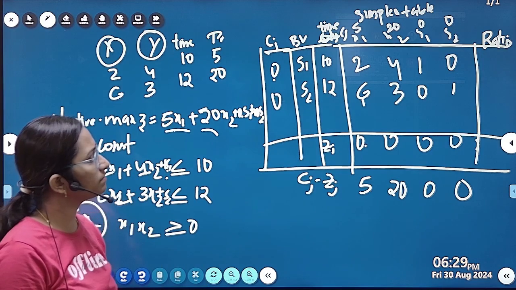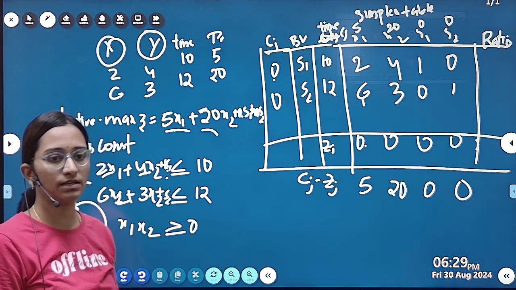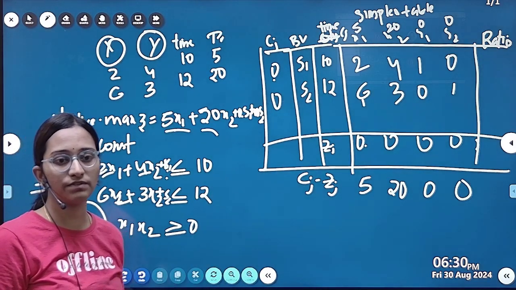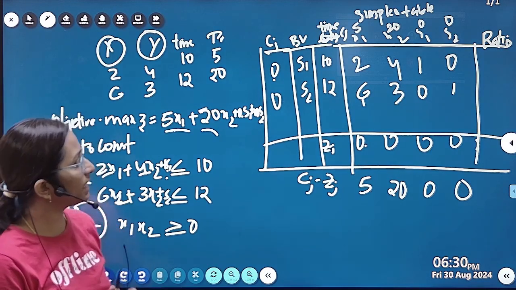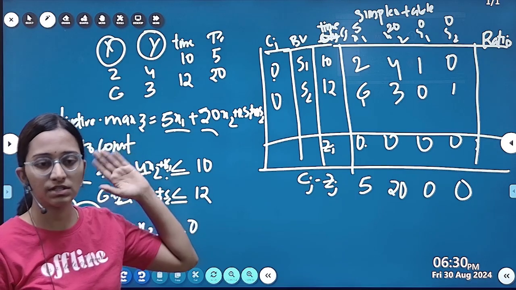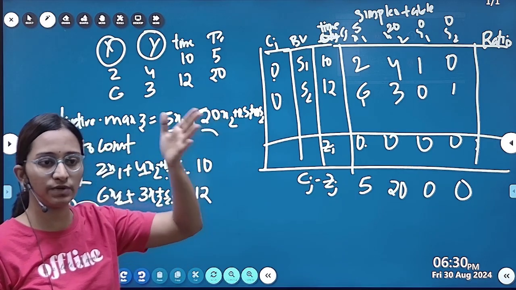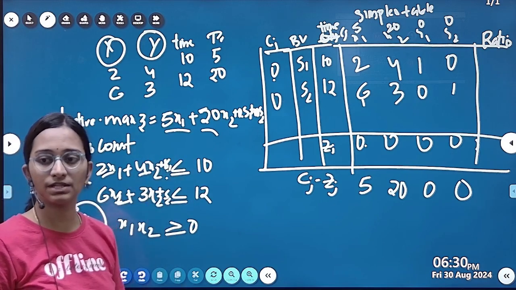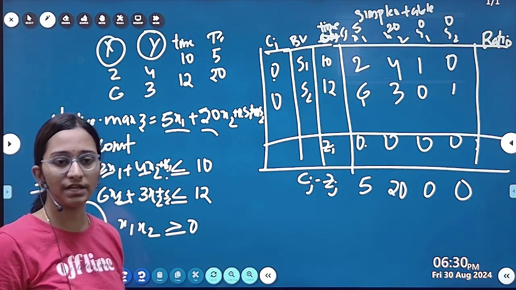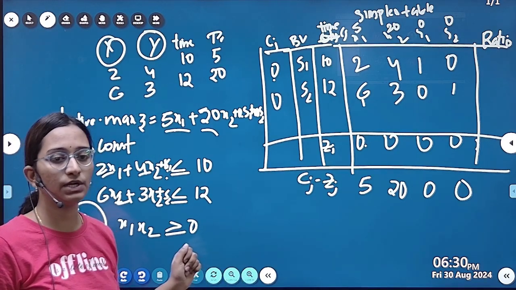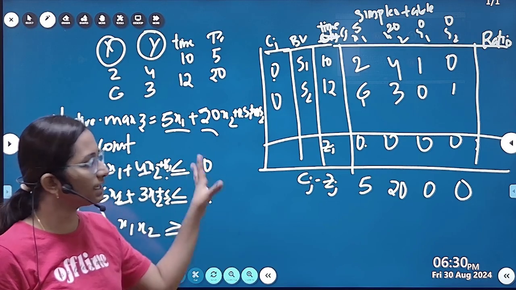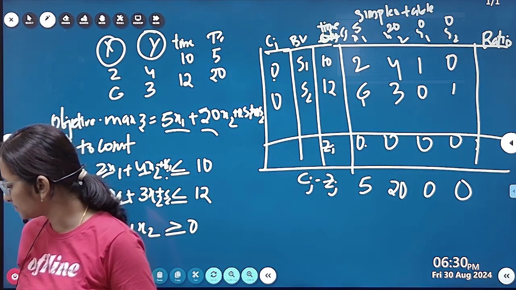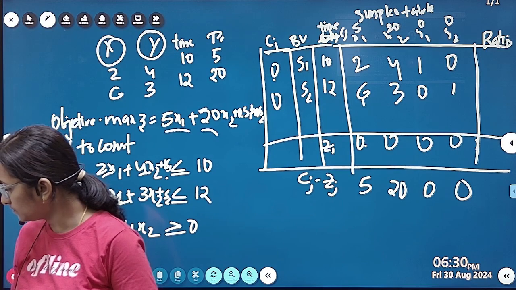Everyone clear? It gets very confusing. There will be 3-4 such tables. When our question has x1, x2, x3, x4, the slack variables will also be S1, S2, S3, S4. So that many tables we need to prepare in the question. How many slack variables are there? So that many tables we need to prepare. So this is a basic table only. Is that clear? Yes, ma'am.